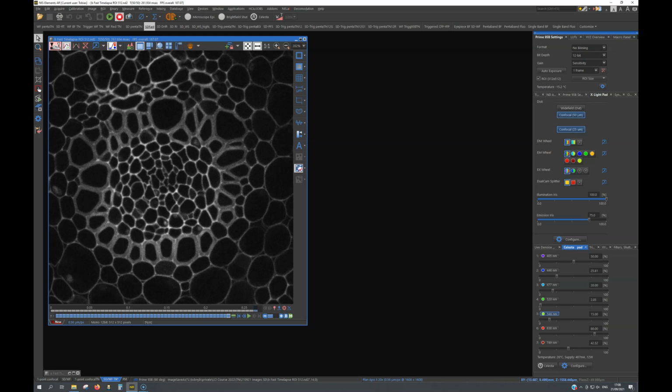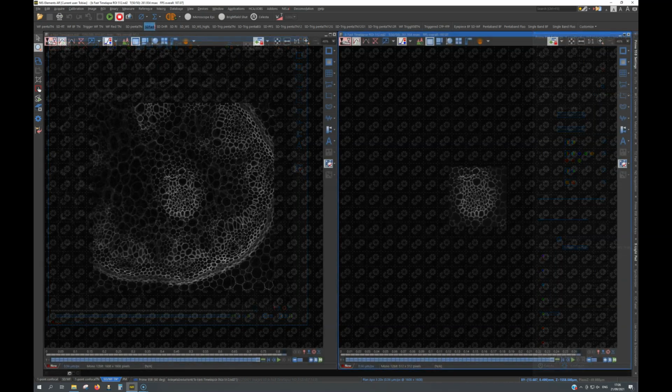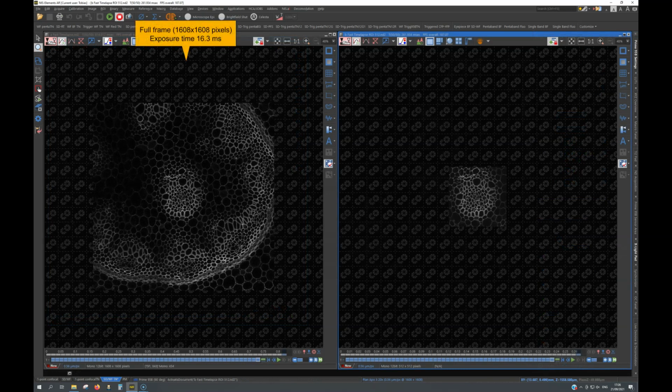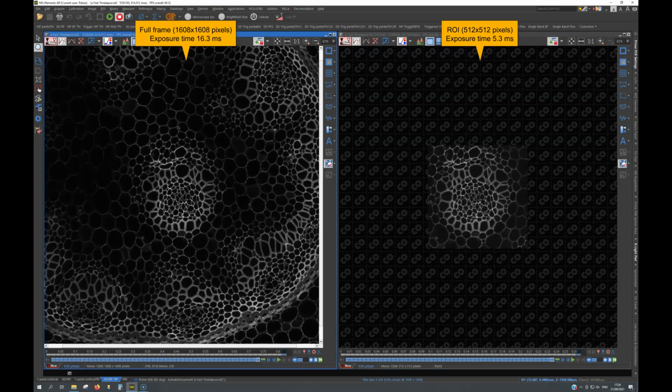Let's do a comparison of the images. On the left you see the full frame image, and on the right the image based on the region of interest. The scale is the same, but the number of pixels in the full frame image on the left is almost 10 times as many as in the right image. To compare the image quality, we need to zoom in.